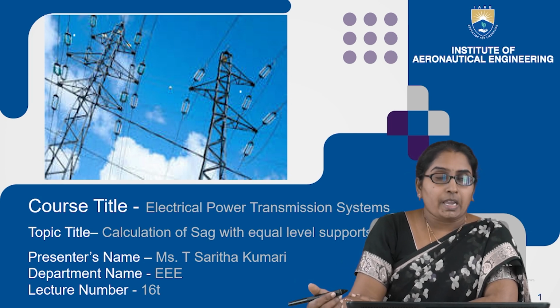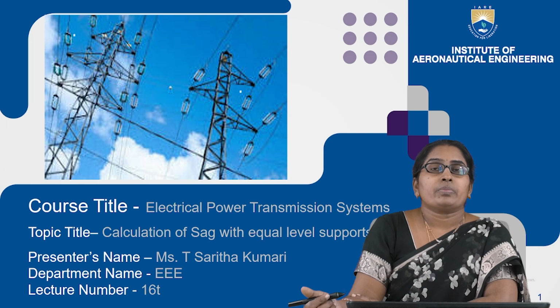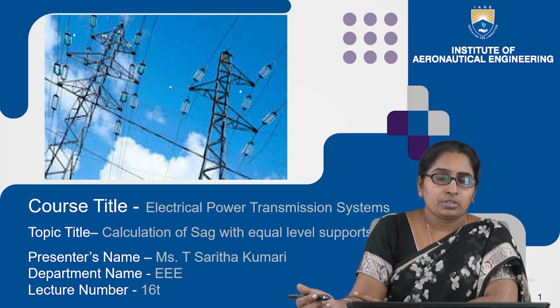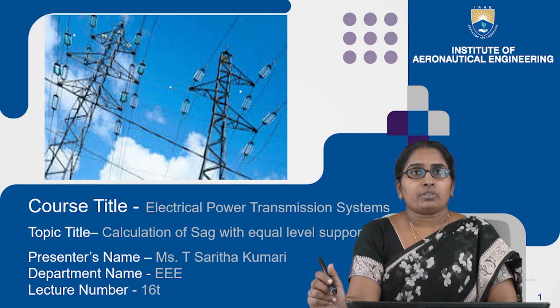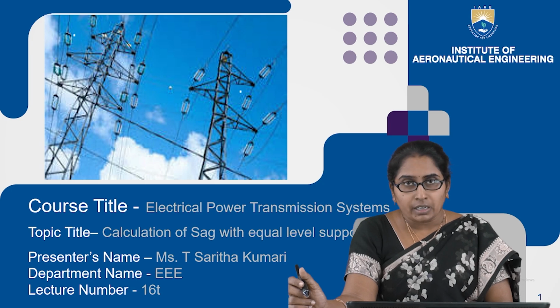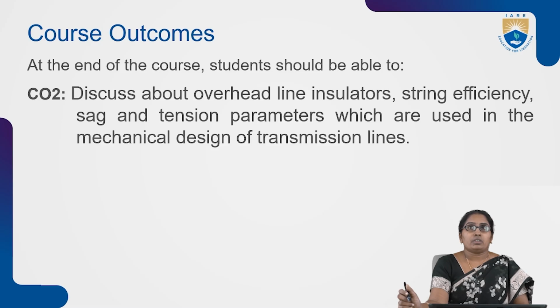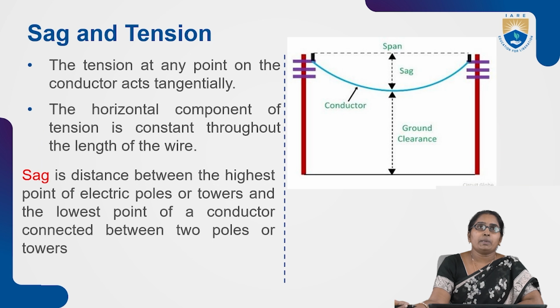Today the topic is calculation of sag with equal level supports. The topic is based on the sag and tension, so this is mapped to course outcome 2. Basically, what is meant by sag and tension in the transmission lines?